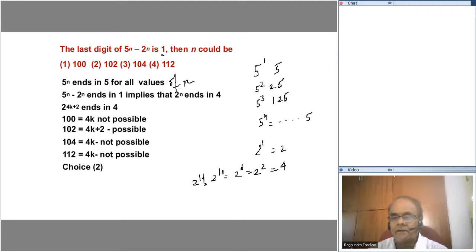Rajat Sharma, 2 power 102 will end in 4. 2 power 100 will end in what number? Can anybody tell me? Is it a multiple of 4 or not? 2 power 100 is a multiple of 4, so it will end in 6. 2 power 102 will end in 4.